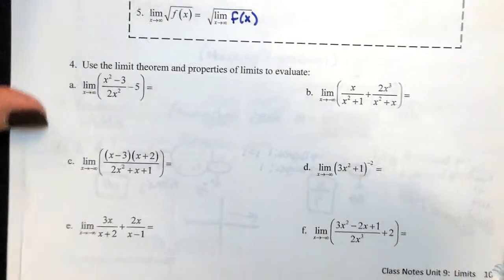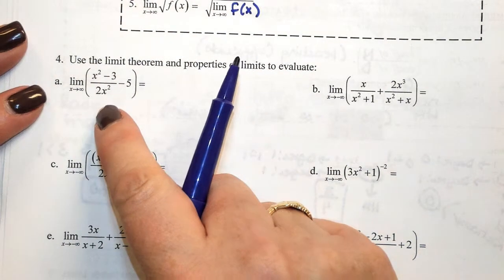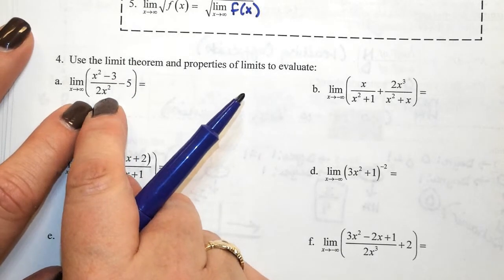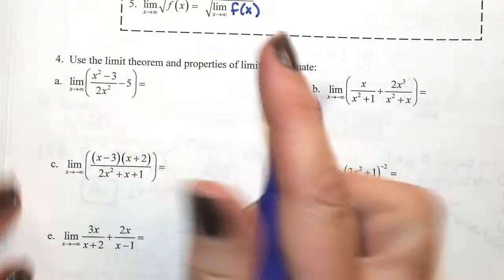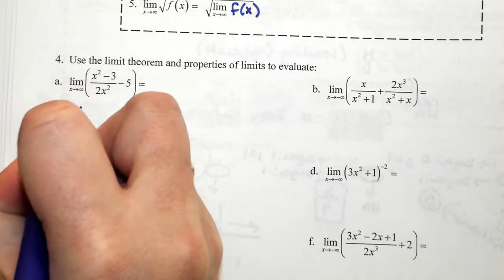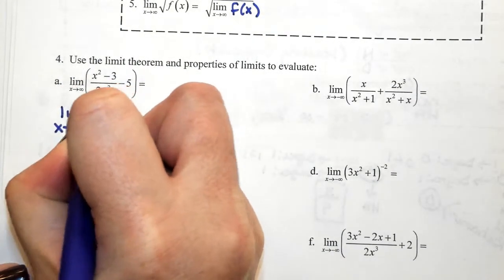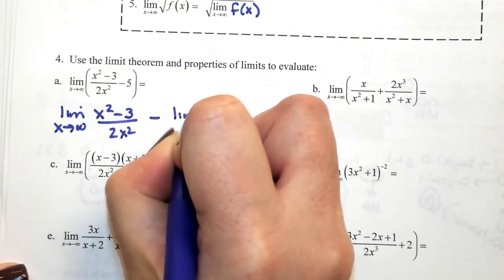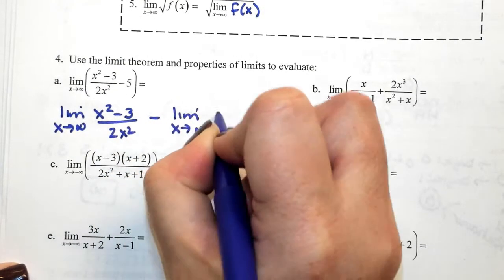So let's take a look at 4a. The limit as x approaches infinity of x squared minus 3 over 2x squared minus 5. So what we can do is find the limit using your subtraction rule. I can find the limit of x squared minus 3 over 2x squared, minus the limit as x approaches infinity of 5.